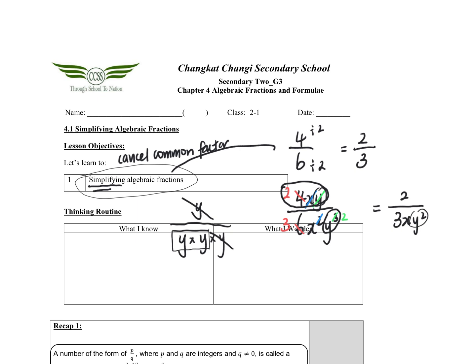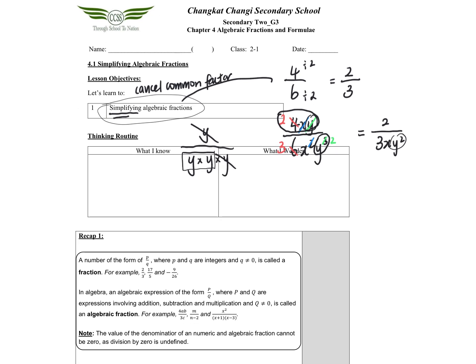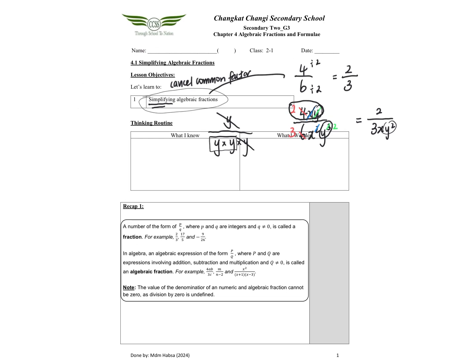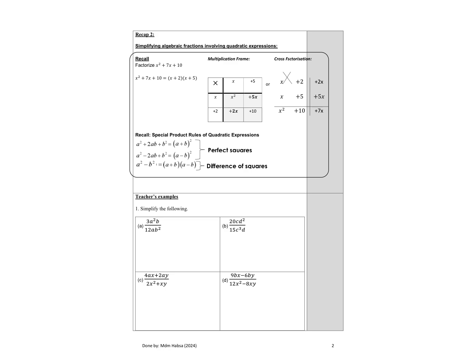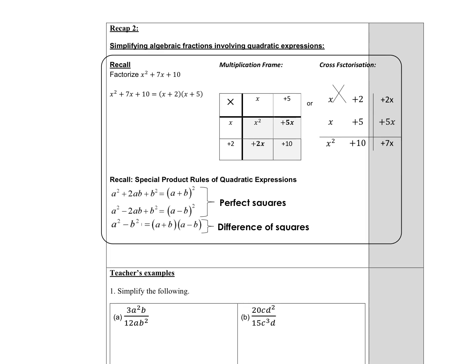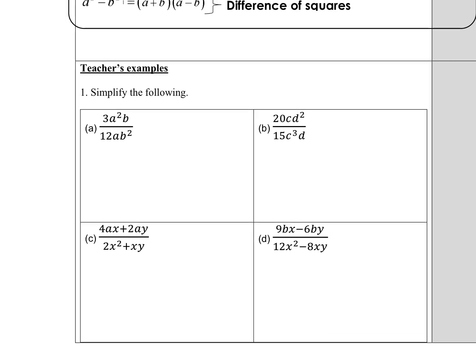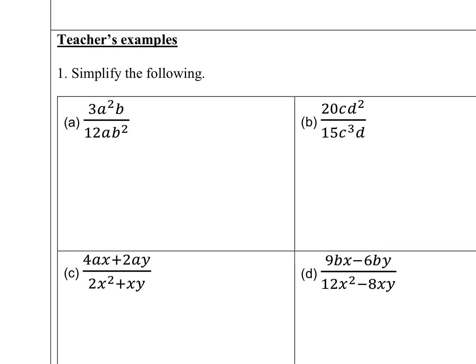So simplifying is this thing. So how do we do that? Okay, so this one, all this chunk is talking about the same thing. Just that in algebraic fractions, it is not just numbers. You will see letters in the numerator and denominator. Okay, so first thing first. This one just now I recapped already, so I don't recap anymore. We will try an example here.